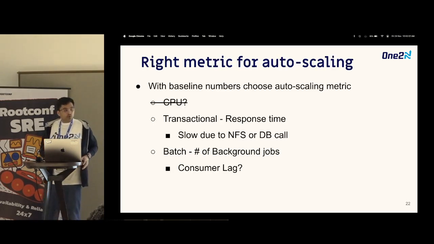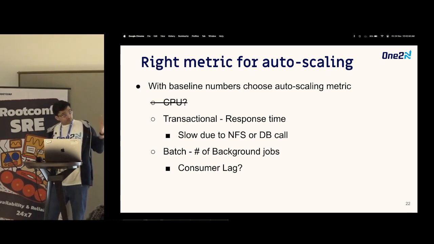The right metric for autoscaling is also important. You can start with CPU, but I've heard many times in my interviews and discussions that people will use CPU for autoscaling, but maybe not necessarily. What you are really looking for is throughput or requests per second, right?